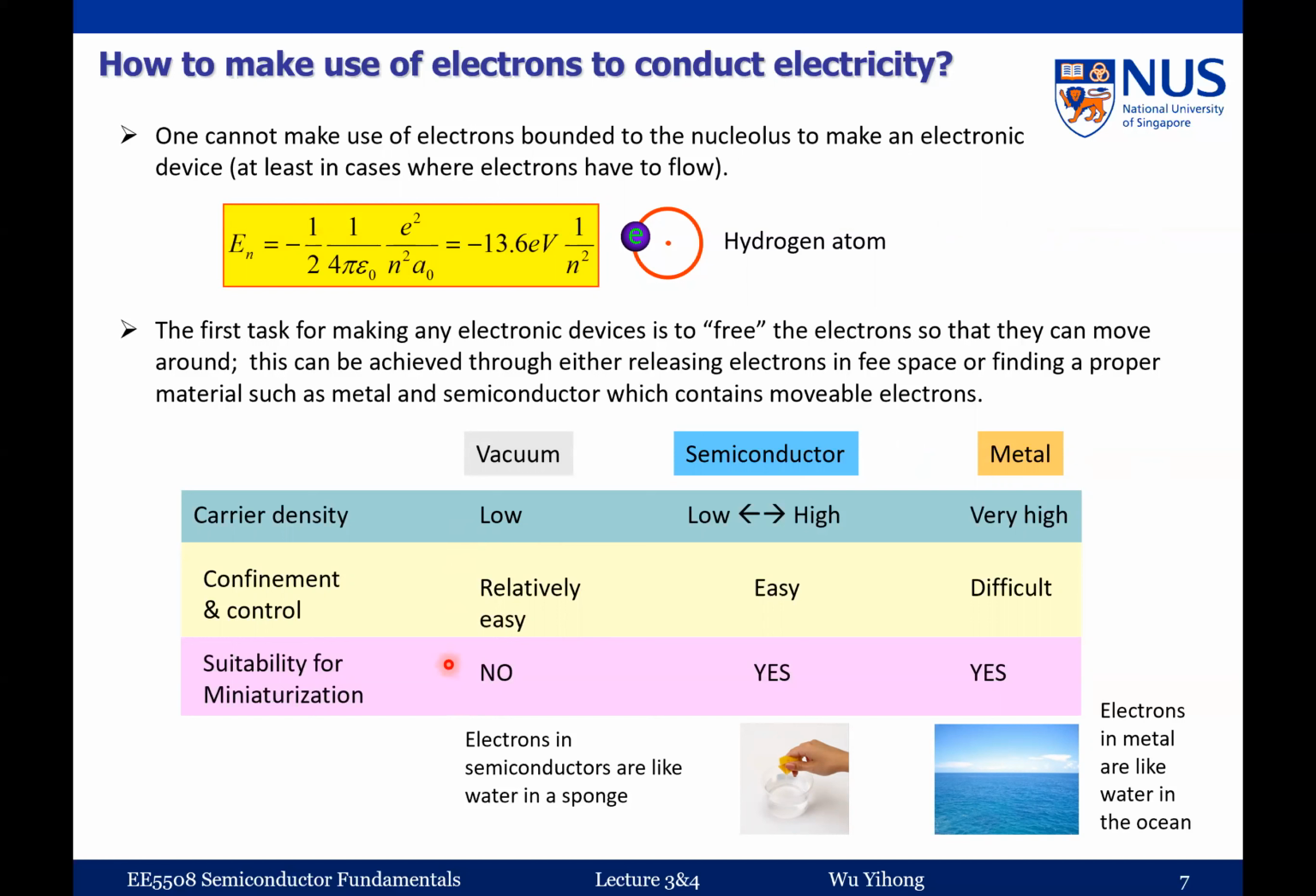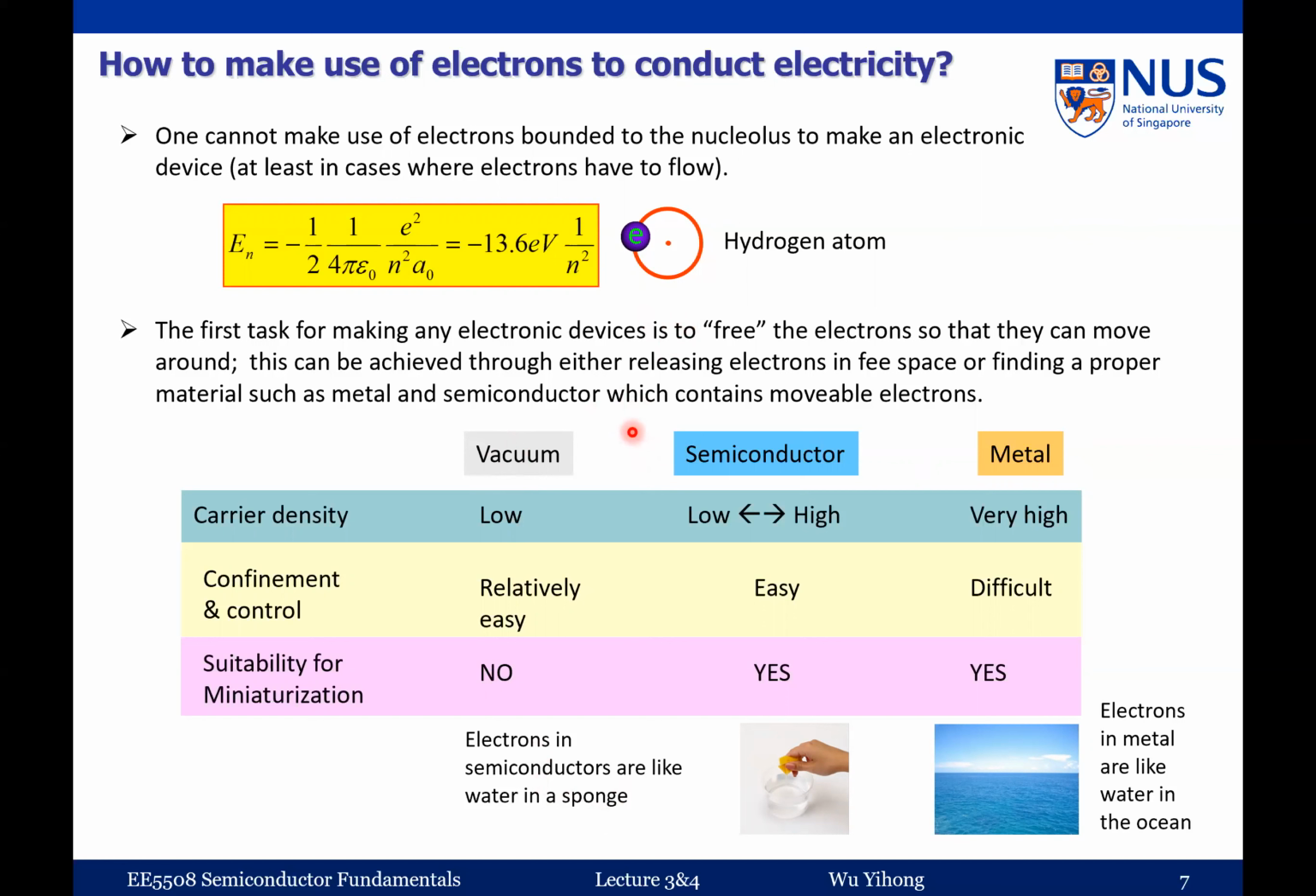And of course, controlling it is not so difficult. You just need to apply an electric field, and then you can control it and make a device. But it's very difficult to make a small device. Vacuum electronics, vacuum tubes, are still used in some high power applications, but it's very difficult to form a large scale integrated device. So that's the reason why people have tried to find solid state materials.